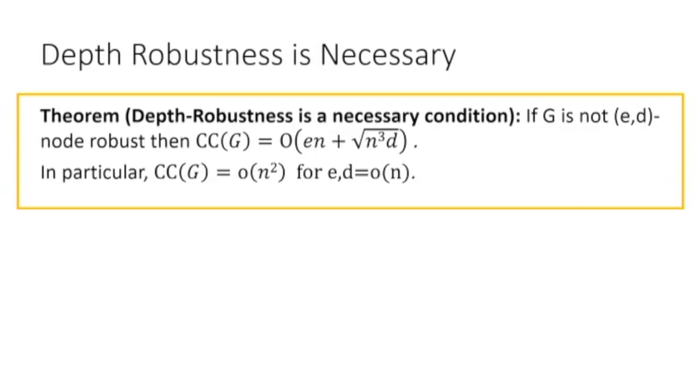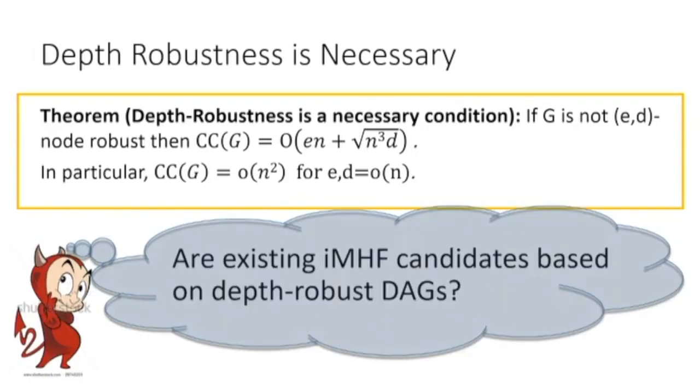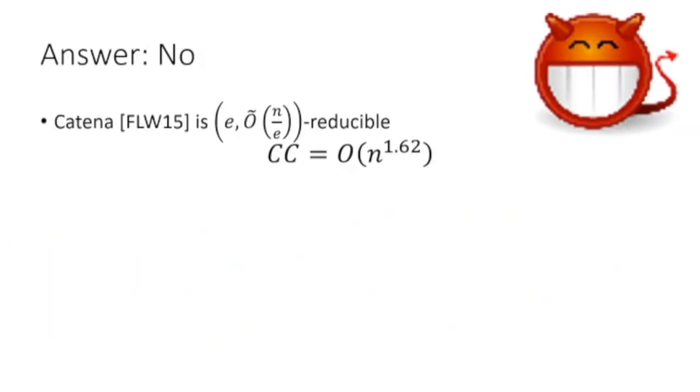Okay, so now for an attacker, the natural question to ask is, okay, well, depth robustness is necessary to have a secure data-independent memory hard function. So we have all these candidate memory hard functions. Are they actually based on depth-robust graphs? So we started to look at the question, and the answer is a resounding no. These graphs are not depth-robust.